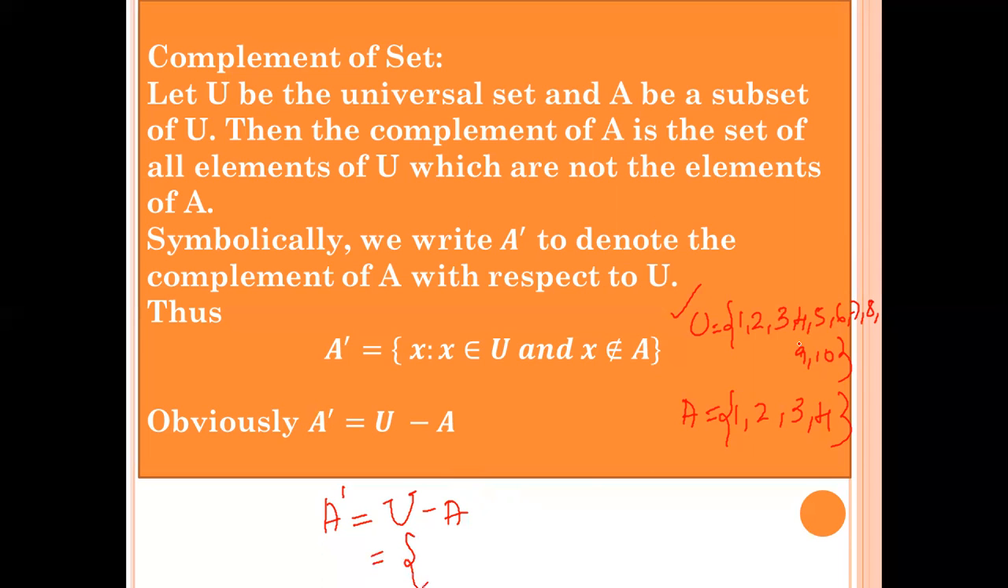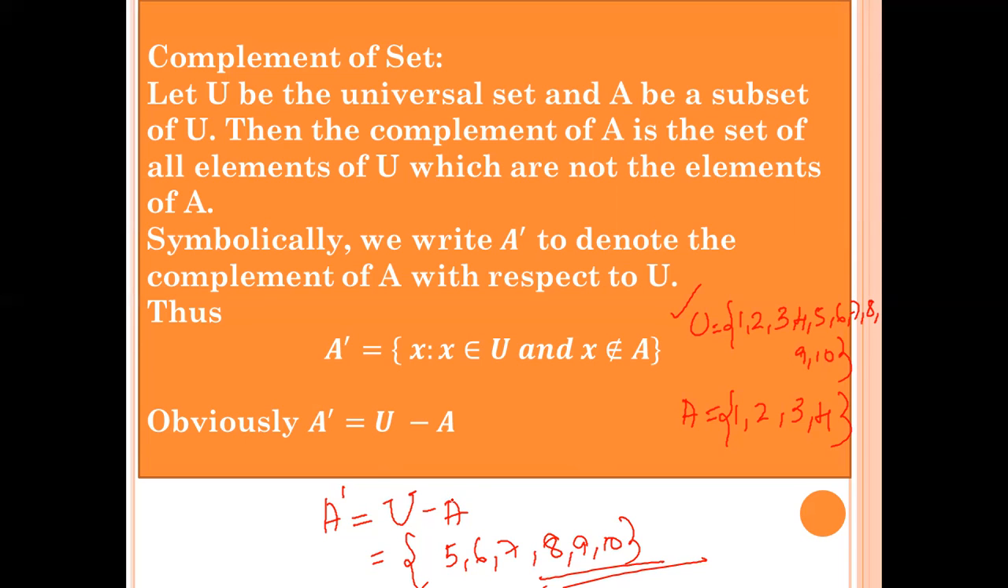A dash is nothing but, you have 1, 2, 3, 4 in A, so except 1, 2, 3, 4 you have to write all the elements. So it is 5, 6, 7, 8, 9 and 10. So this is nothing but the complement. Complement of A is represented by A dash and it is U minus A. From the universal set you are subtracting A.